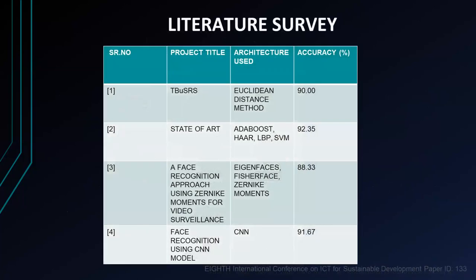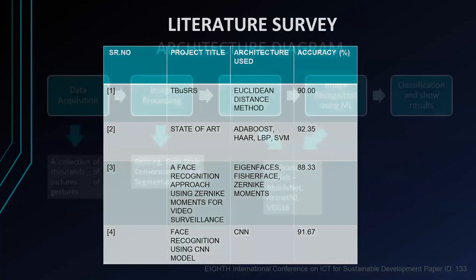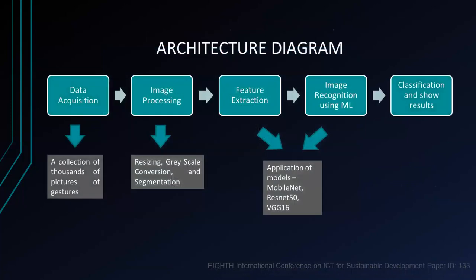Here are a few other papers that use different architectures such as convolutional neural networks and the Euclidean distance method, which resulted in the following accuracies. This is the overall proposed architecture diagram for Navagraha iconography classification of India. Our architecture mainly includes data acquisition, image processing, feature extraction, image recognition with machine learning, and results.